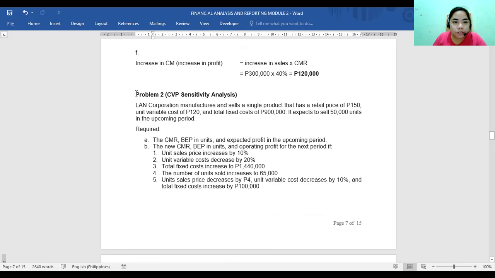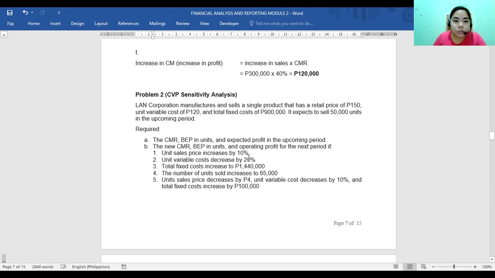So to start with, we have here Land Corporation manufactures and sells a single product that has a retail price of 150 pesos. So selling price is 150 and the unit variable cost is 120, total fixed cost of 900,000. And it expects to sell 50,000 units in the upcoming period. So what are the requirements? Letter A, the contribution margin ratio, the break-even point in units, and the expected profit in the upcoming period based on the expectation to sell 50,000 units.